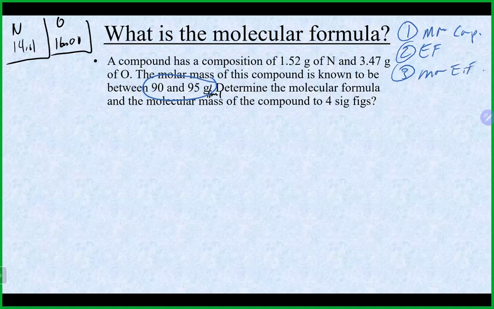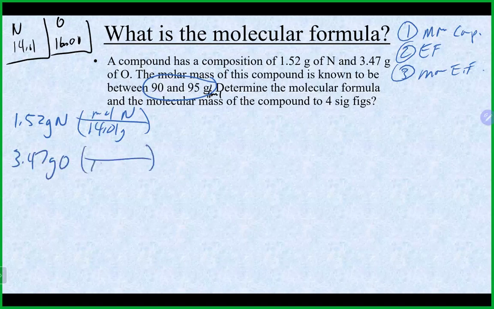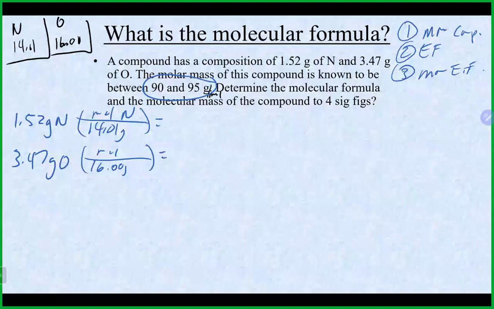So we might as well start with our empirical formula. We have everything in grams, so we'll start by converting grams to moles, using the molar mass for nitrogen of 14.01 and for oxygen a molar mass of 16 grams per mole. That gets us 1.52 divided by 14.01, which is 0.1085. We do the same thing for our oxygen, 3.47 divided by 16, which is 0.2169.